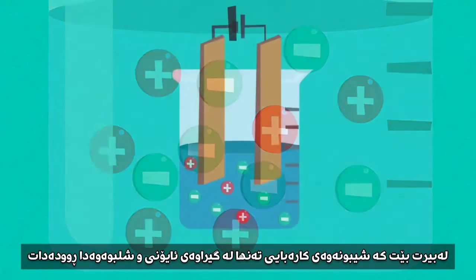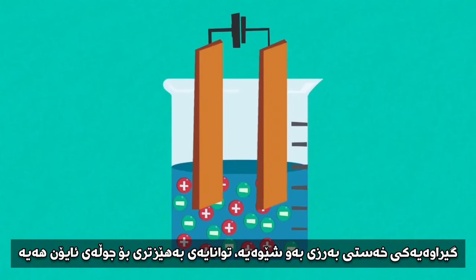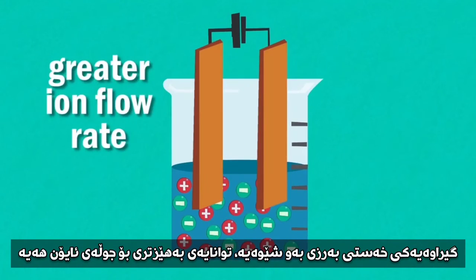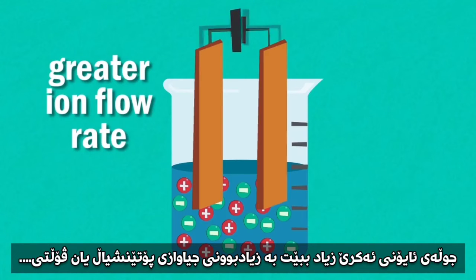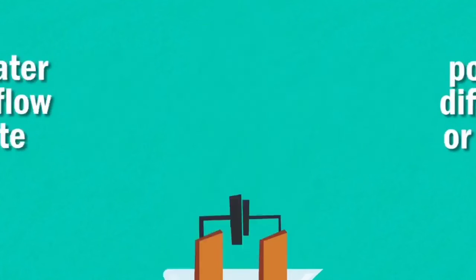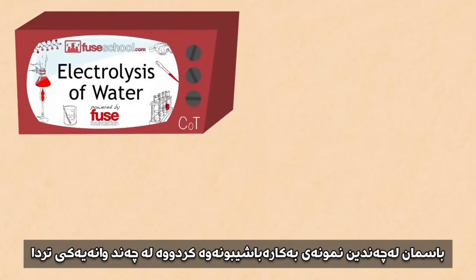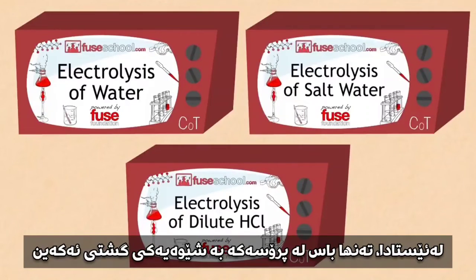Remember that electrolysis can also take place in ionic solutions as well as molten compounds. The more concentrated that solution, the greater the ion flow rate. Ion flow rate can also be increased by increasing the potential difference or voltage across the cell. We'll be studying several examples of electrolysis in more detail in other lessons. For the time being though, here is a summary of the key ideas about electrolysis.